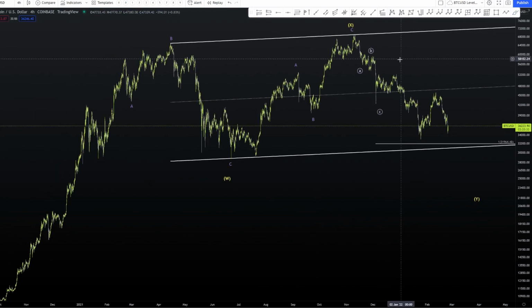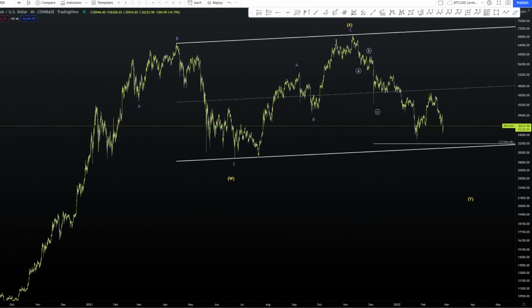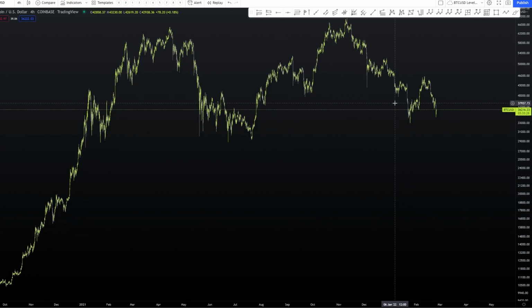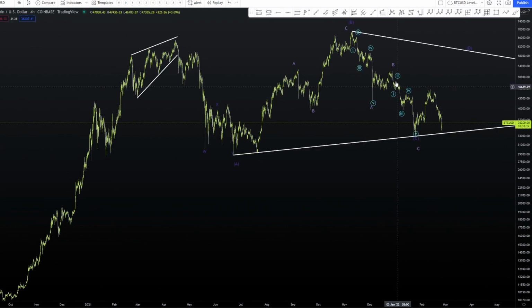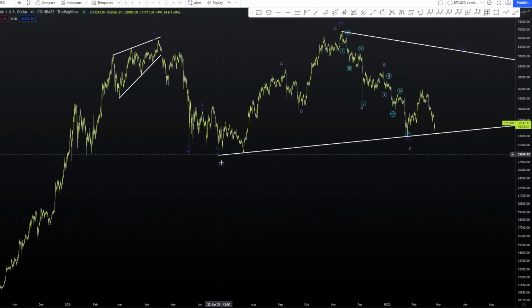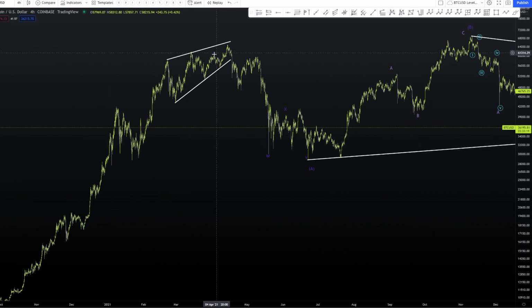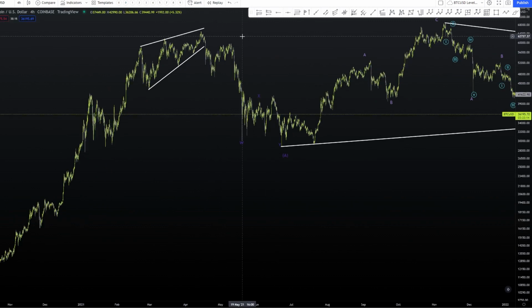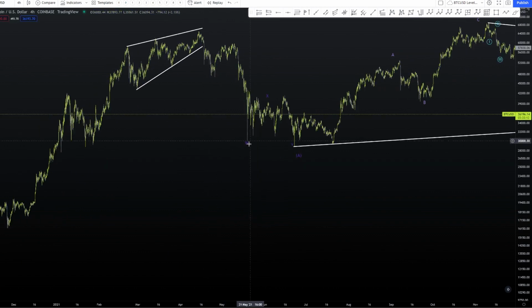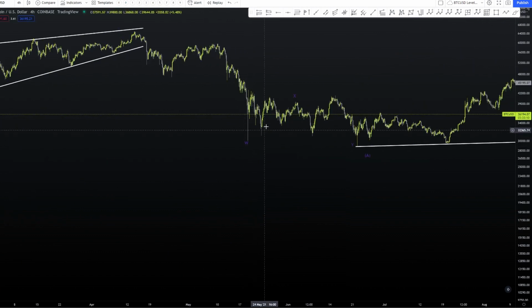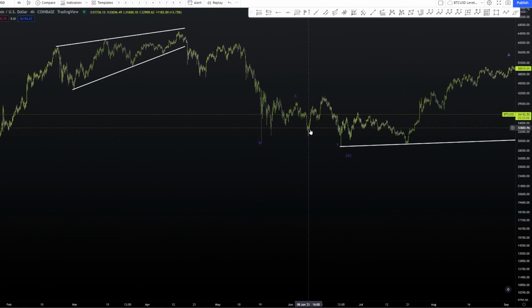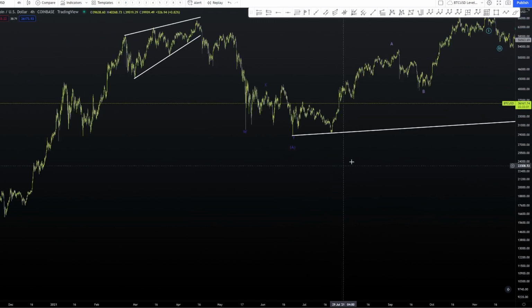Now I'm going to go into the triangle count, which I'm actually starting to consider a little bit more probable at this point. So I'm going to hide the WXY. For the triangle count, what we're looking at is a running triangle, which would look like this. This would all be a wave A down here, ending in an ending diagonal for 1, 2, 3, 4, 5. This would all be a WXY for a zigzag into a triangle for A, B, C, D, E, into a flat for A, B, C, and this would be a 5-wave structure into these lows right here for the wave Y. That would complete this wave A of this triangle.